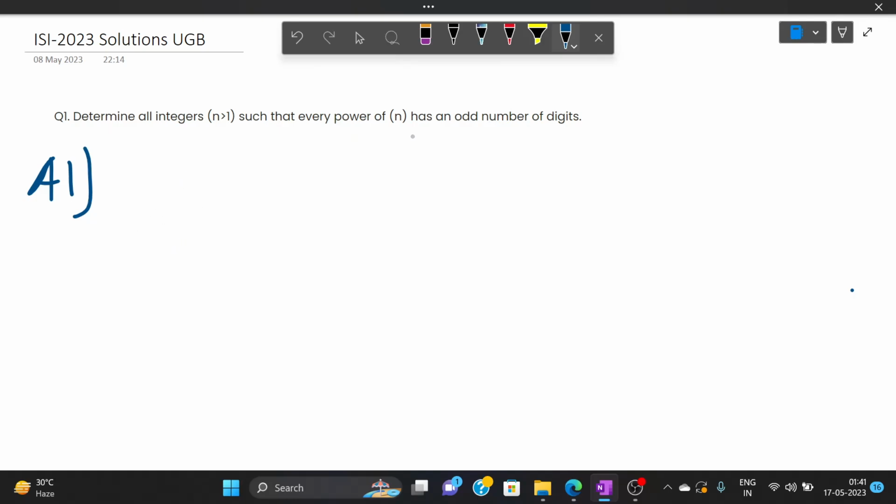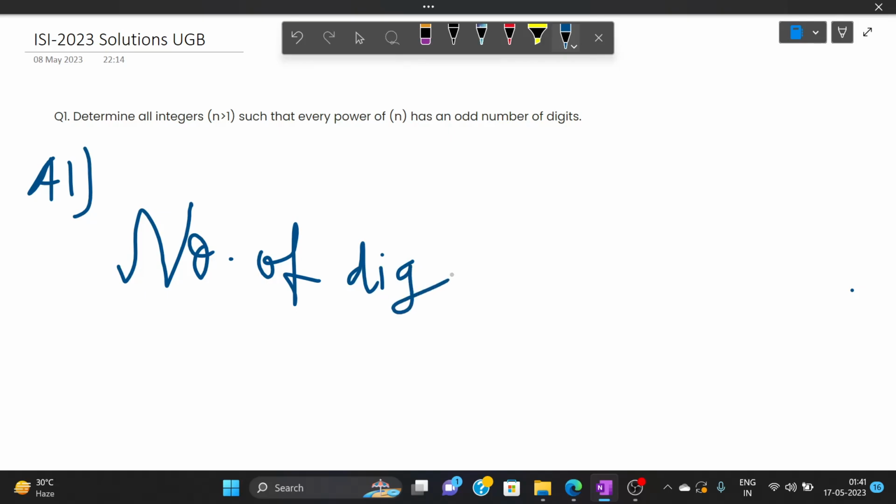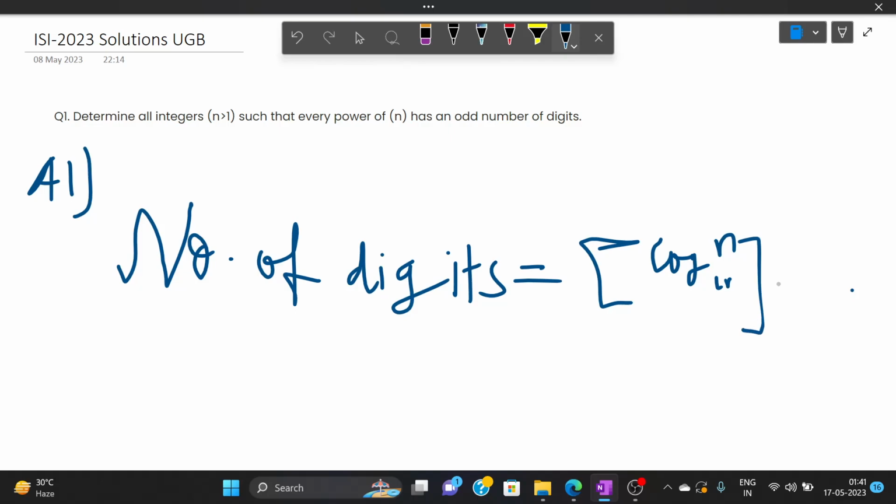We have to determine all integers n such that every power of n has an odd number of digits. So we must first know that the number of digits is given by the greatest integer of log n base 10 plus 1. This is the formula for the number of digits.